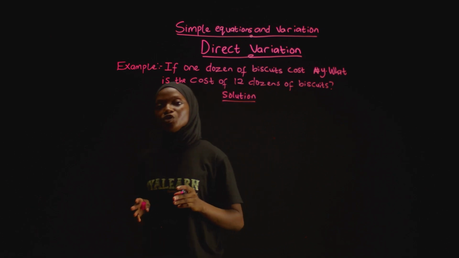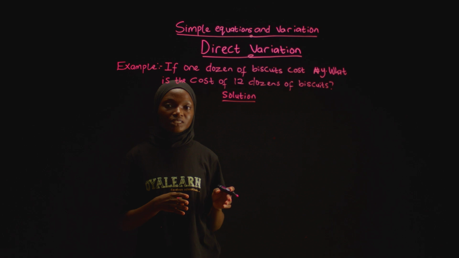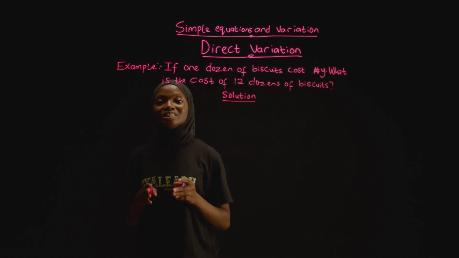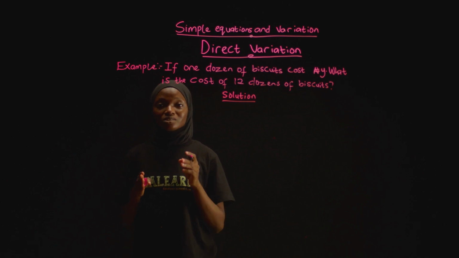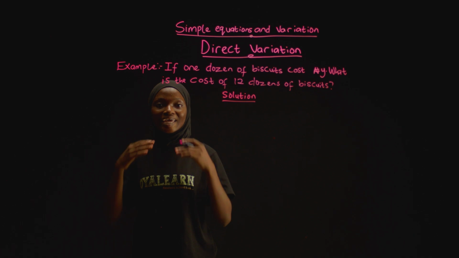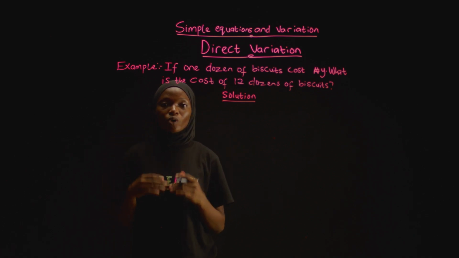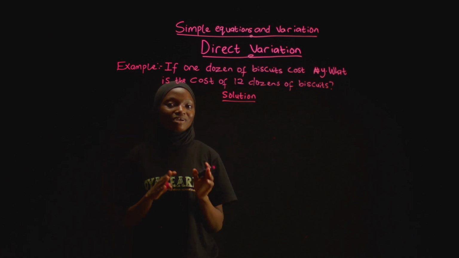We already know we have two variables, the cost and the number of items bought. Now here we determine what variation it is. If you notice, the cost increases as the number of biscuits increases. That is, if you buy more, the higher the cost, and if you buy less, the lower the cost, which gives us a direct variation.